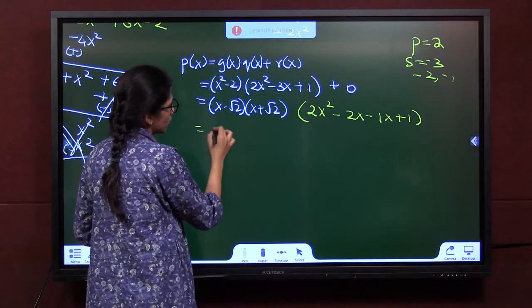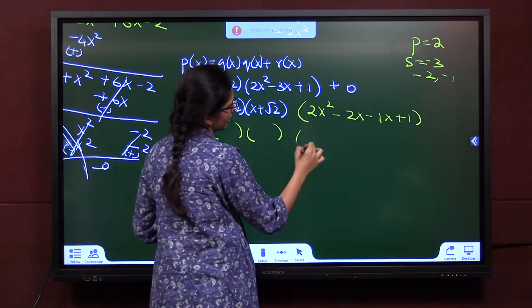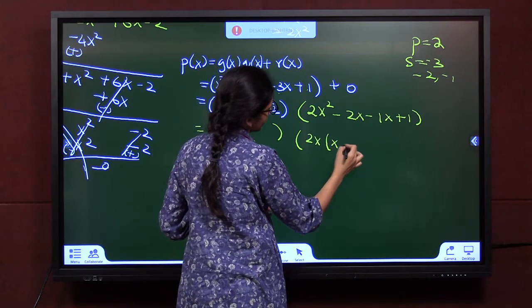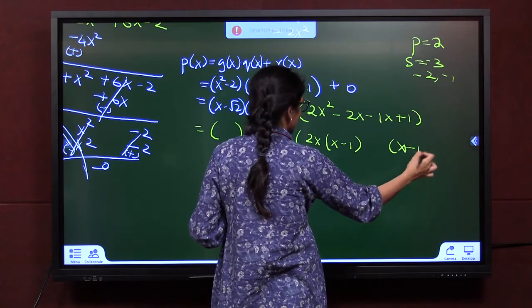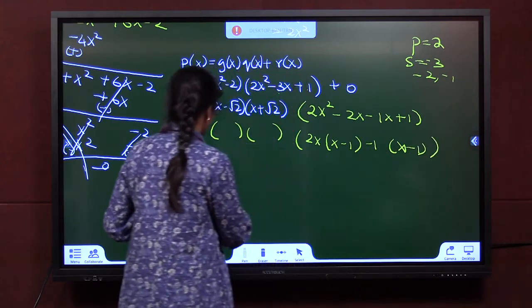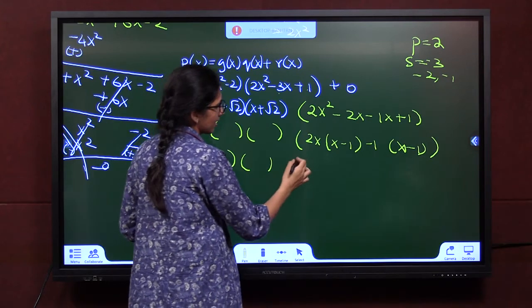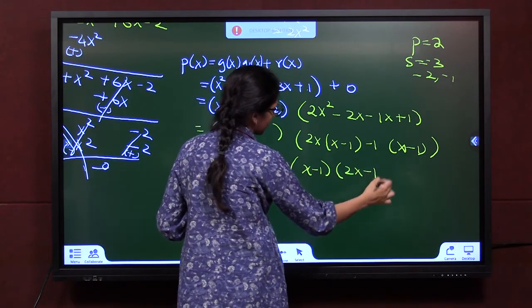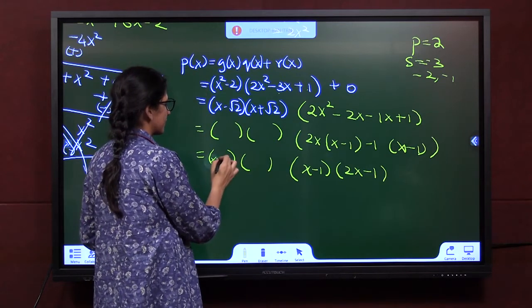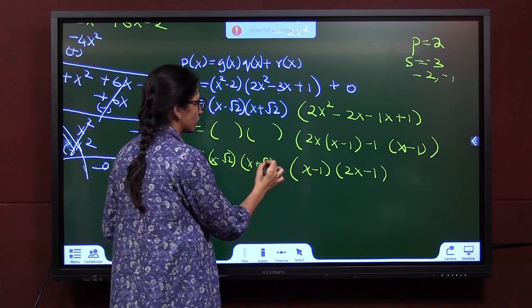So now you have this part as it is. We only worry about this now. 2x into x minus 1. Here also there should be x minus 1. So your filler term is minus 1. This one is as it is. So you're left with x minus 1 into 2x minus 1. So here you have x minus root 2, x plus root 2.